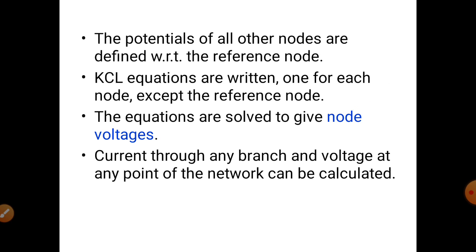And next, the potentials of all other nodes are defined with respect to the reference node. KCL equations are written, one for each node except the reference node. I is equal to V by R. These equations are solved to give node voltages, and then the current through any branch and the voltage at any point of the network can be calculated by using the nodal analysis method.